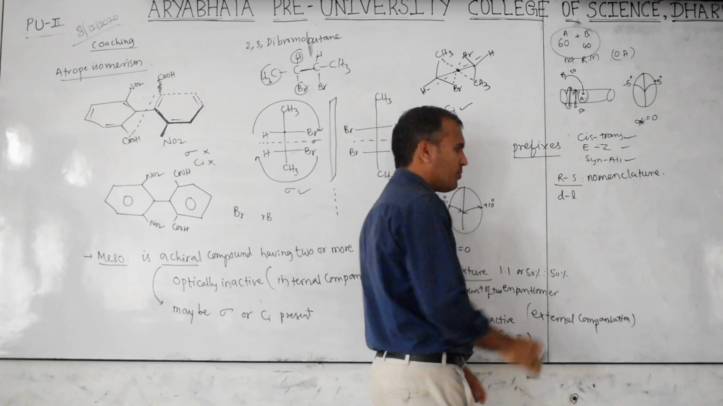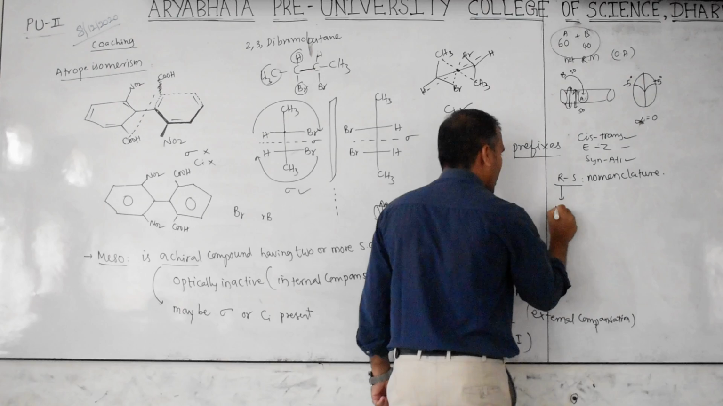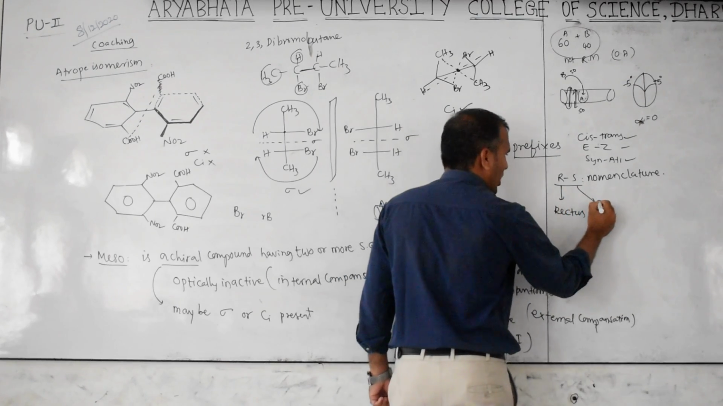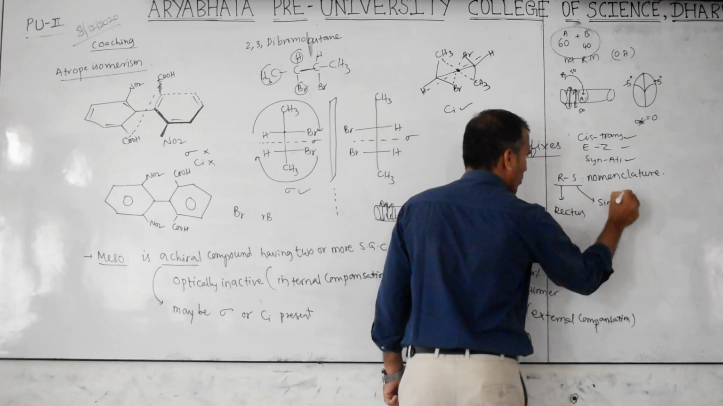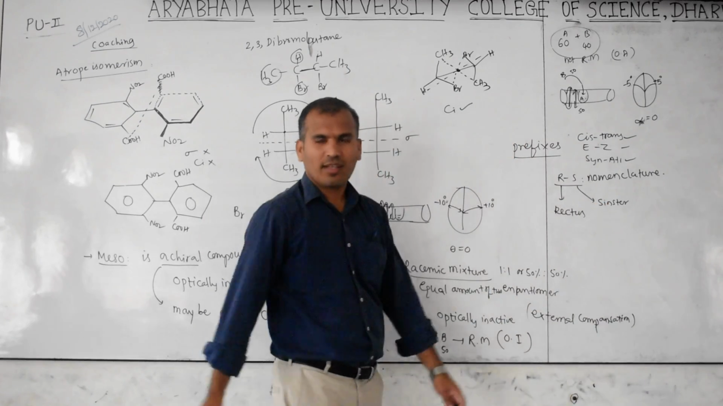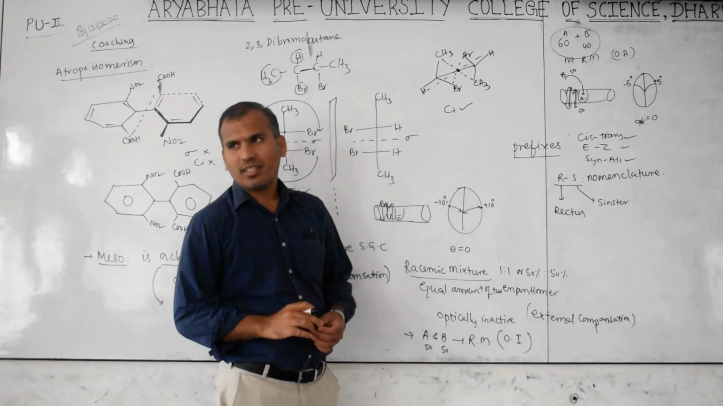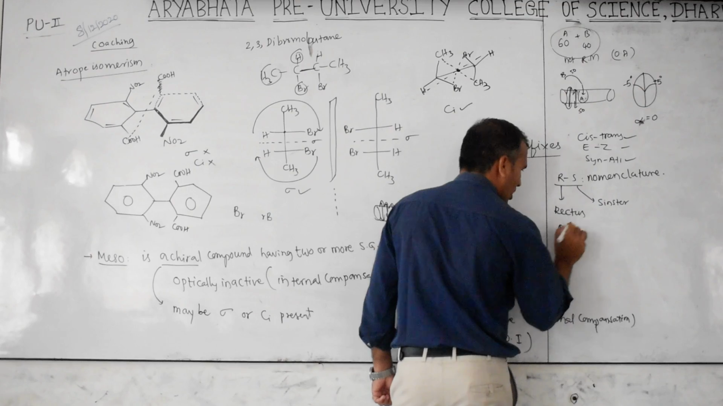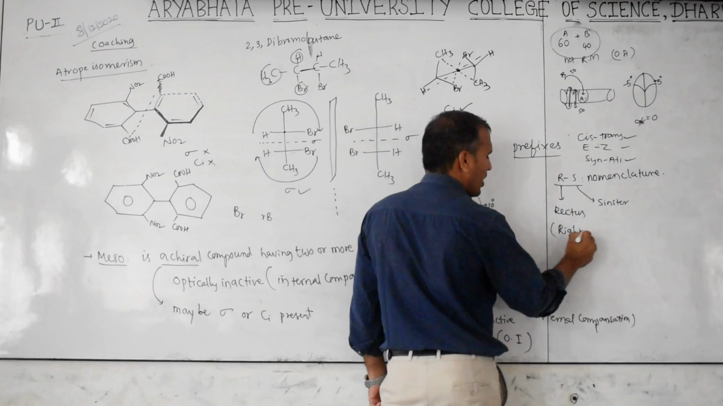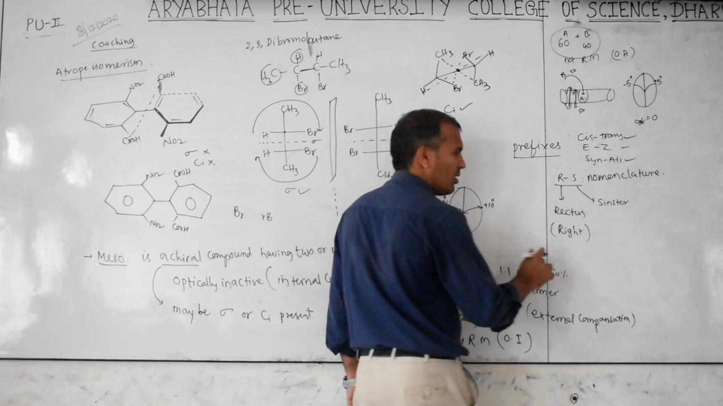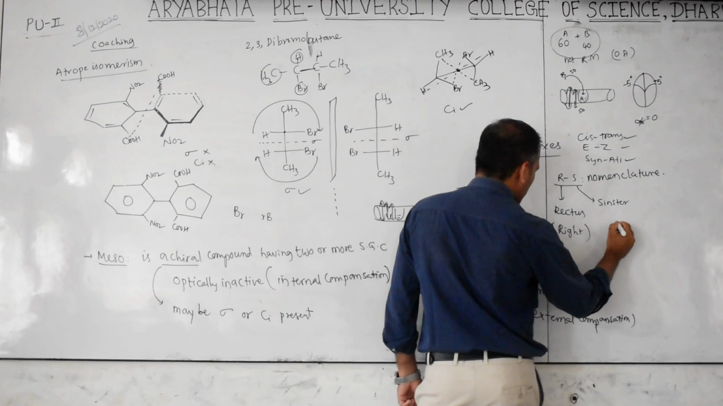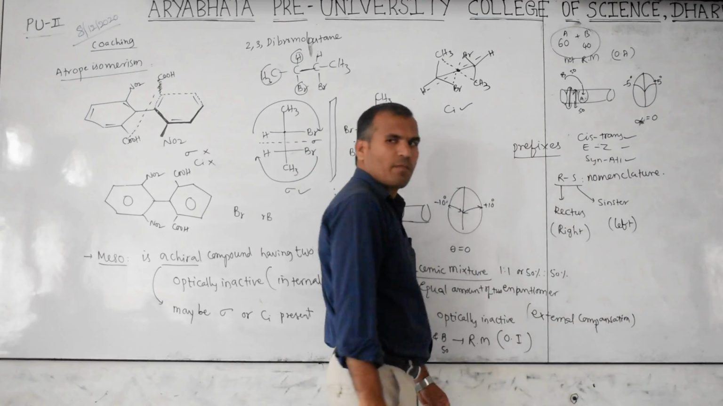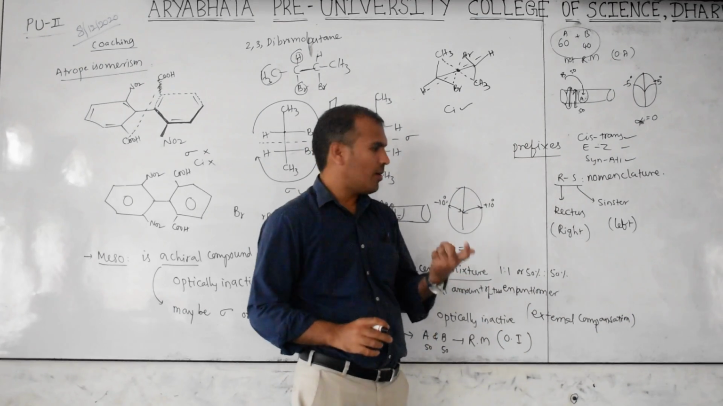RS nomenclature. Now R means rectus, S means sinister, not sister, only sinister. Rectus means right side. It does not indicate the direction, it only indicates right. Sinister means left. Okay.